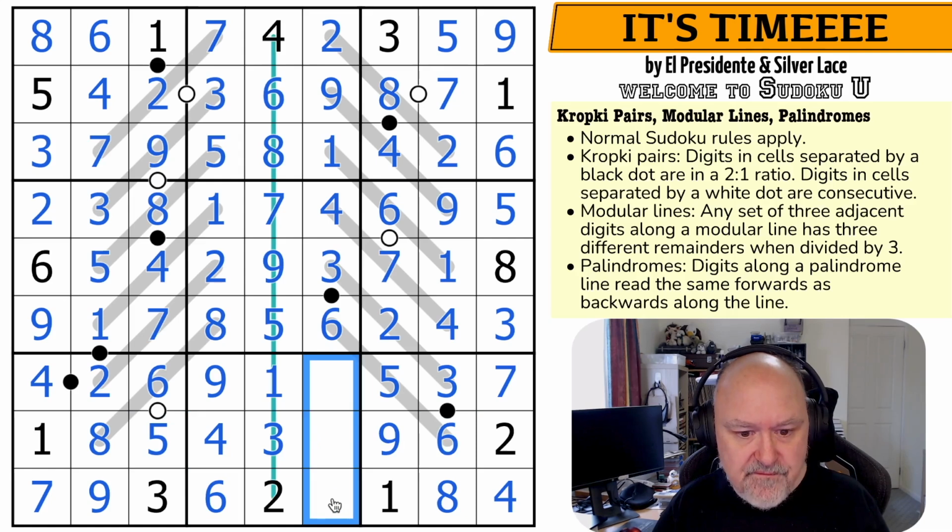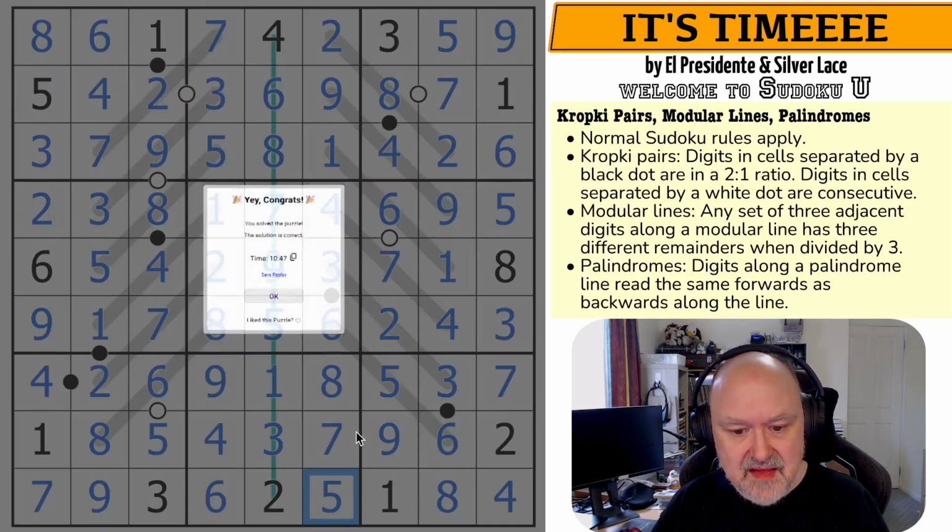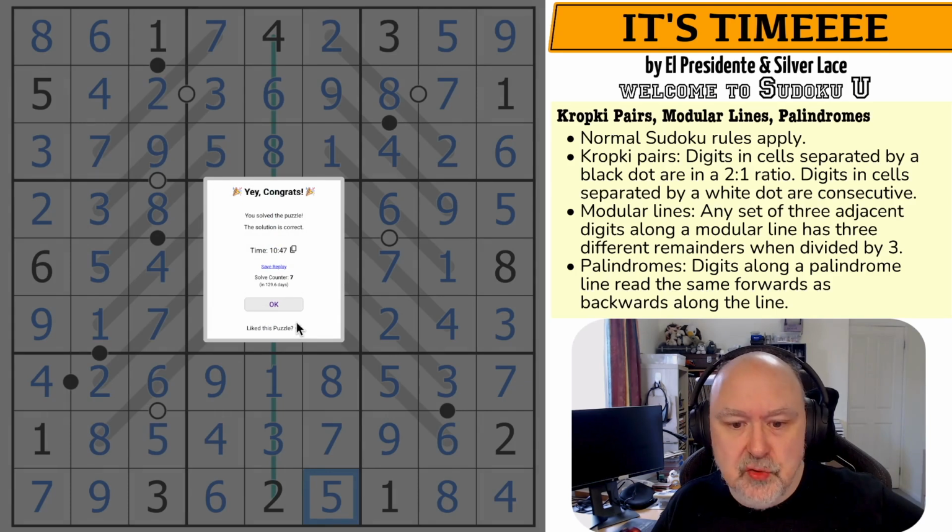1, 2, 3, 4, 5, 7 and 8. There's already a 5 and a 7 in row 7. So that becomes the 8, removing the 8, and I'll use the 5 to make that the 7 and that the 5. And that is the solution to It's Time.